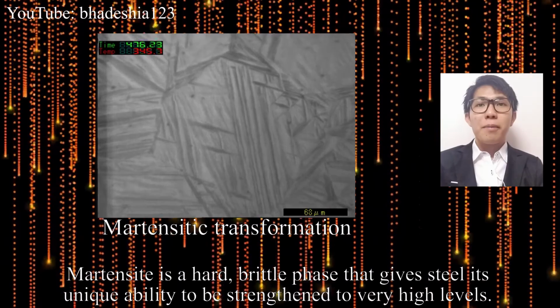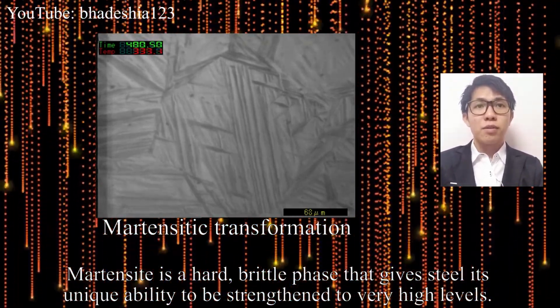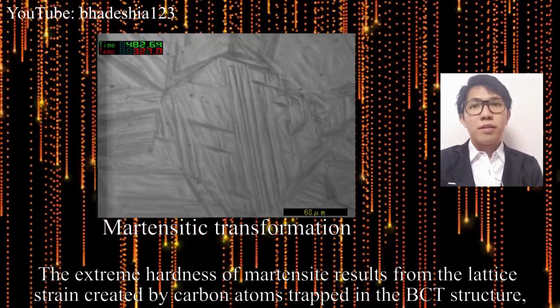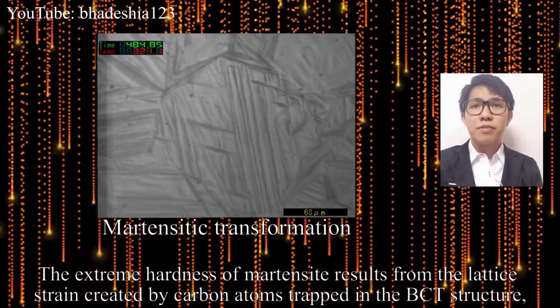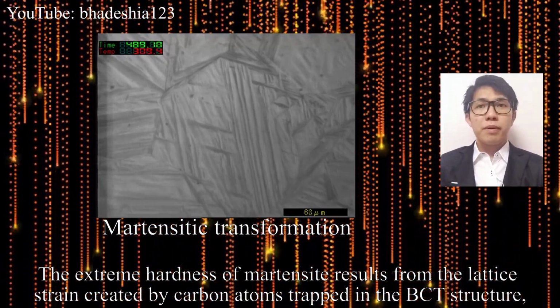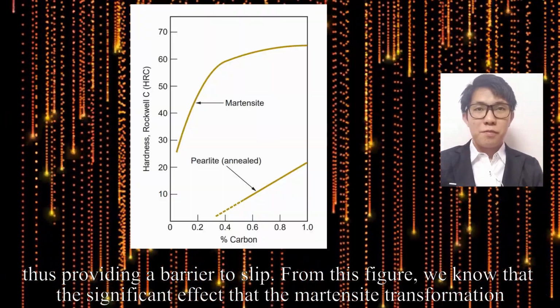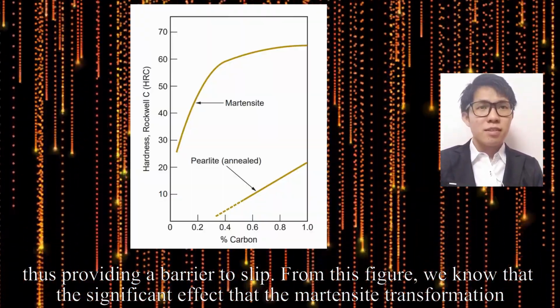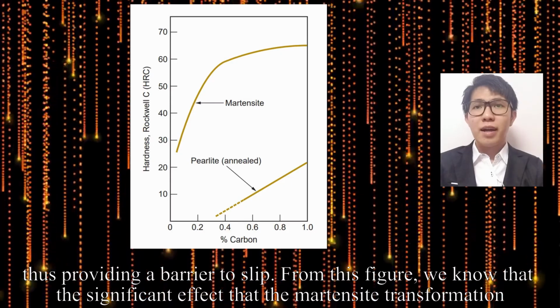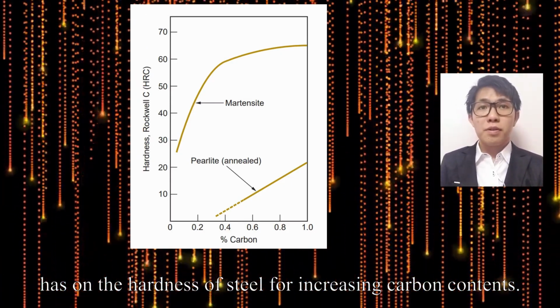Martensite is a hard, brittle phase that gives steel its unique ability to be strengthened to very high levels. The extreme hardness of martensite results from the lattice strain created by carbon atoms trapped in the BCT structure, thus providing a barrier to slip. From this figure, we know the significant effect that the martensite transformation has on the hardness of steel for increasing carbon content.